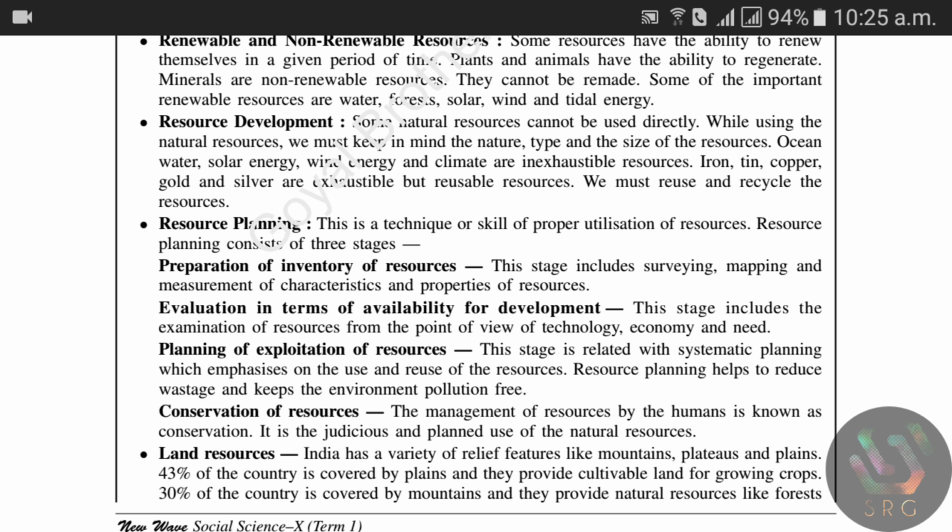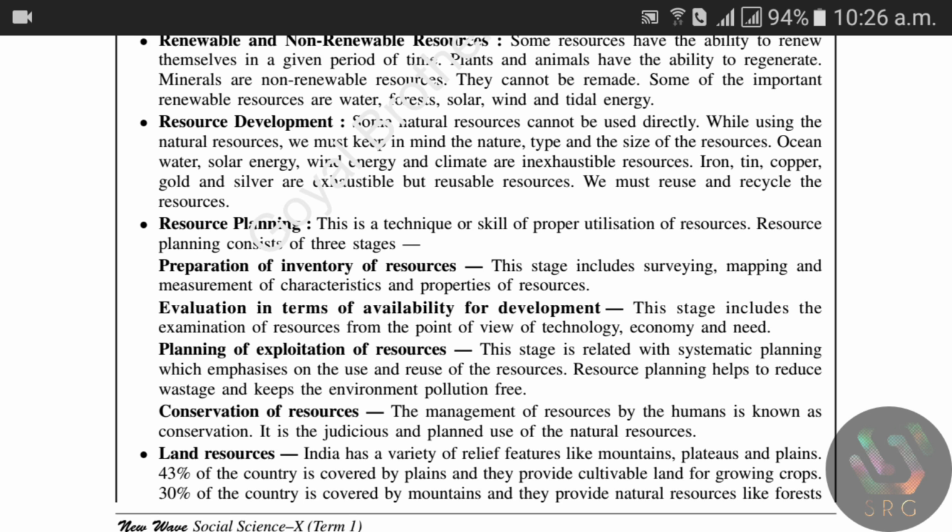Some natural resources cannot be used directly. While using the natural resources, we must keep in mind the nature, type, and the size of the resources. Ocean water, solar energy, wind energy, and climate are inexhaustible energy resources. Iron, tin, copper, gold, and silver are exhaustible but reusable resources. We must reuse and recycle the resources.